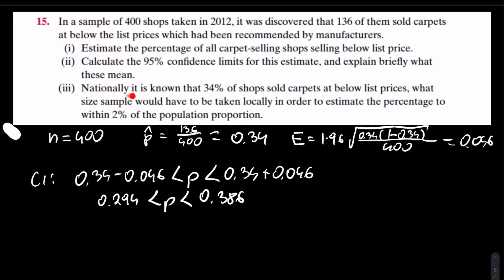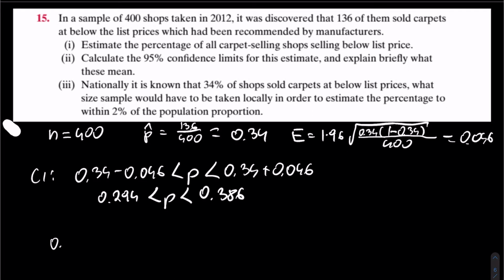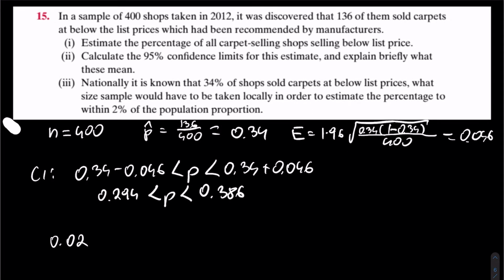So then nationally, it is known that 34% of the shops sold carpets at below list price. What size sample would have to be taken locally in order to estimate the percentage to within 2% of the population? In this part of the question, this is the important value, and that value tells me that the margin of error is 0.02. So the proportion is 0.34, and the margin of error is 0.02 because it is within 2% of the population, plus or minus 2%.